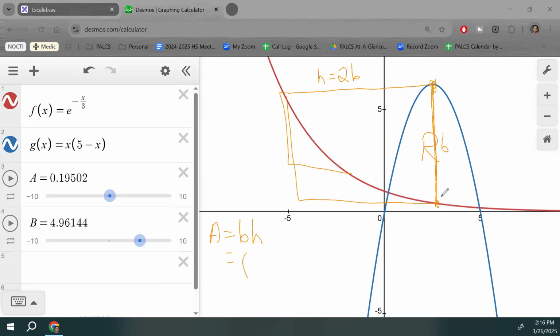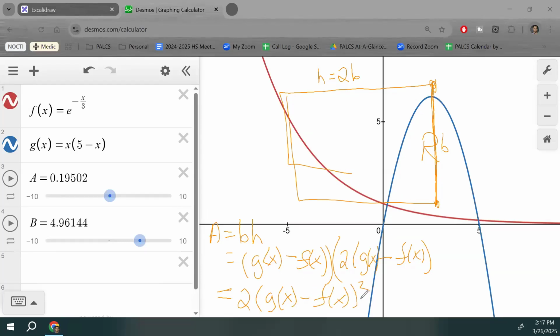So the area formula is just going to be base times height, where the base is from here to here. And if we do top minus bottom, that is just going to be g of x minus f of x. The height is twice the base, so that's going to be 2 times g of x minus f of x. Now, what this all simplifies down to, notationally speaking, is 2 times g of x minus f of x quantity squared. The 2 would not be squared.